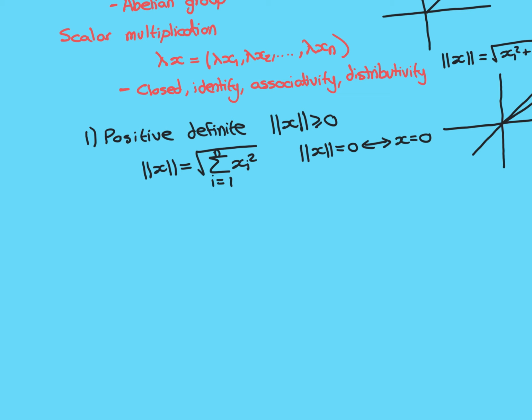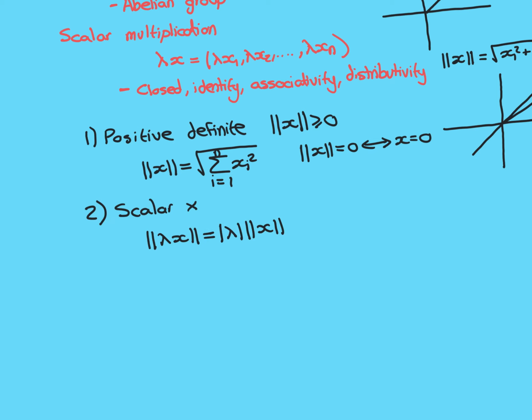So yes, if you don't start off with the 0 vector, you're not going to end up with a norm that's equal to 0. So the only thing that has a norm equal to 0 is the 0 vector. And that's what positive definite means. It means one, that it's non-negative, and two, that the only time that it's equal to 0 is in the trivial case. Everywhere else it's positive.